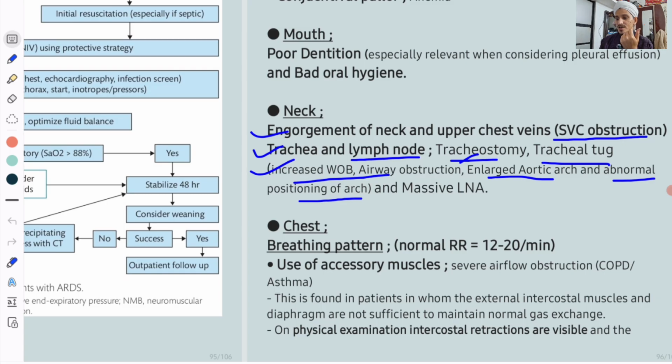And lymph nodes, if you examine, you can find massive lymphadenopathy. That is also important. That can be due to infection, inflammation, and malignancy. 3 I's: infection, inflammation, and malignancy. So trachea, lymph nodes, mouth, eyes, this is what you will see. Now coming to the chest. Chest, what you will see.